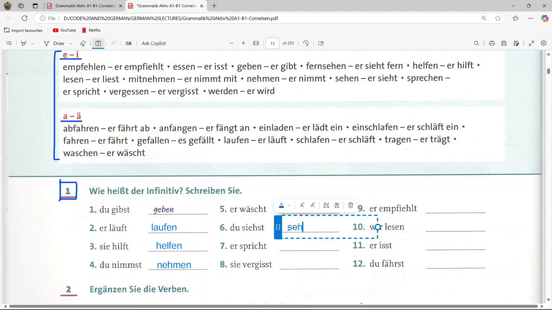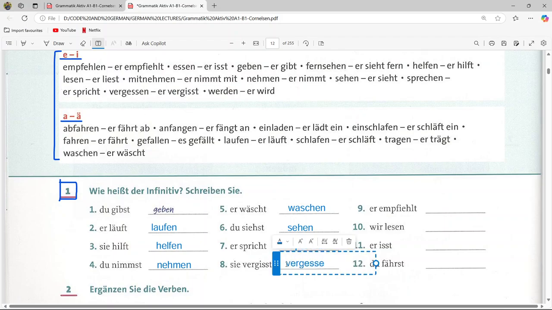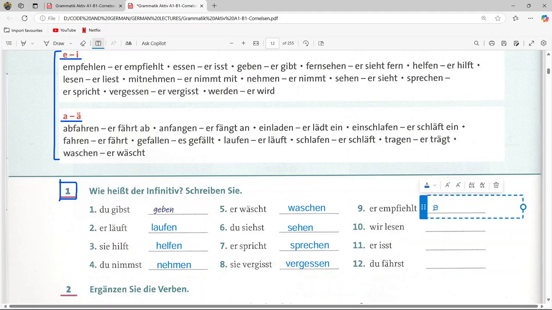Siehst. Sehen. To wash, like to wash clothes or laundry, this one, to see something. Then spricht, it is sprechen. Sprechen means to speak. Vergessen means to forget. Then empfiehlt, the normal form is empfehlen. Okay, so empfehlen means to recommend.